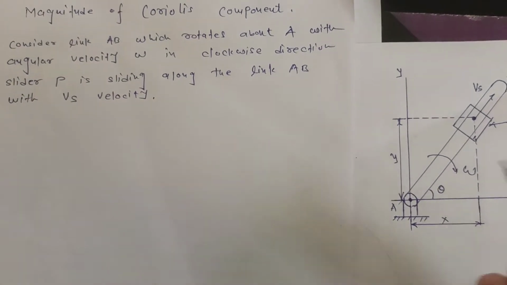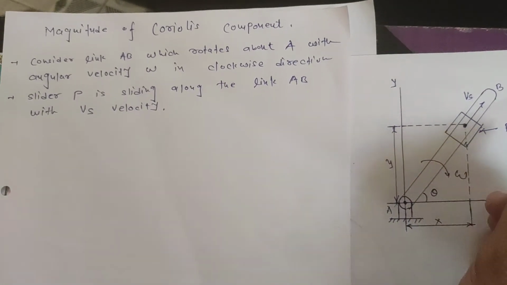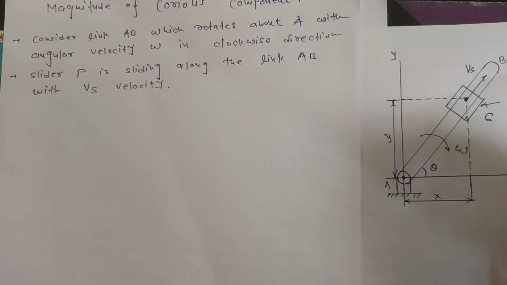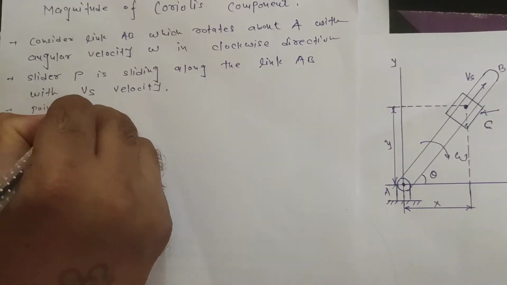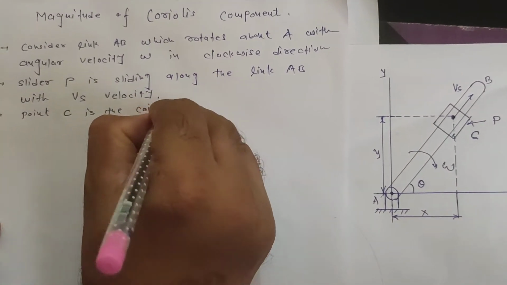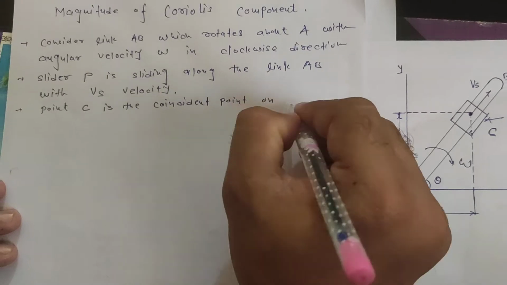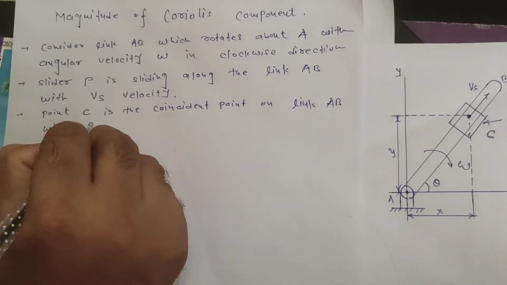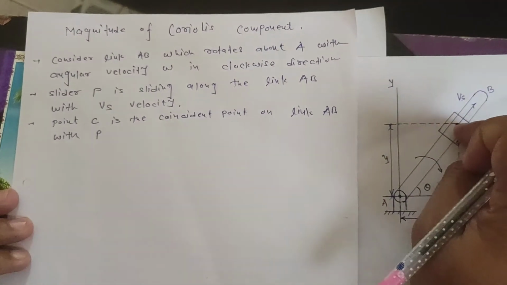Now, point C is coincident. Here we can say that on the link AB, another point that we have to consider is C. Point C is the coincident point on link AB with P. This point C on the link AB coincides with the slider.